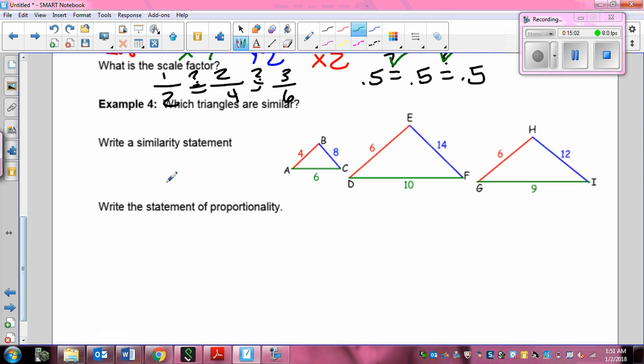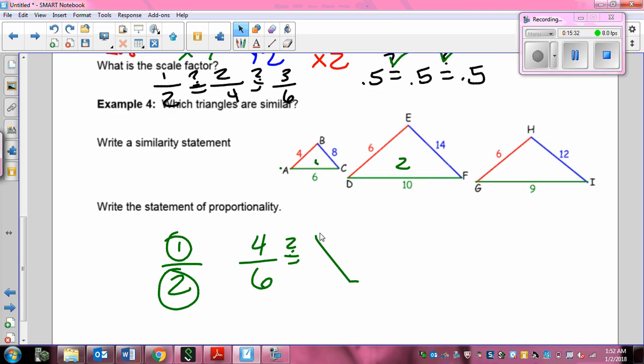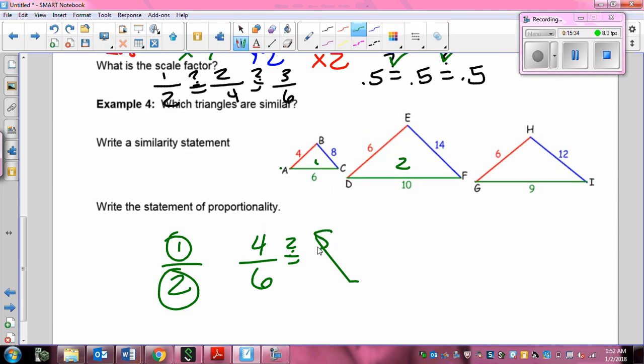Which triangles are similar? So I will help you do one of these really quick. Let's look at this. So we have 4 over 6. Is that equal to, let's just look at triangles 1 and 2. Okay, and I'm going to put 1 on top and then 2 on the bottom. So is 4 over 6 the same as 8 over 12 over 14? And is that the same as 6 over 10?